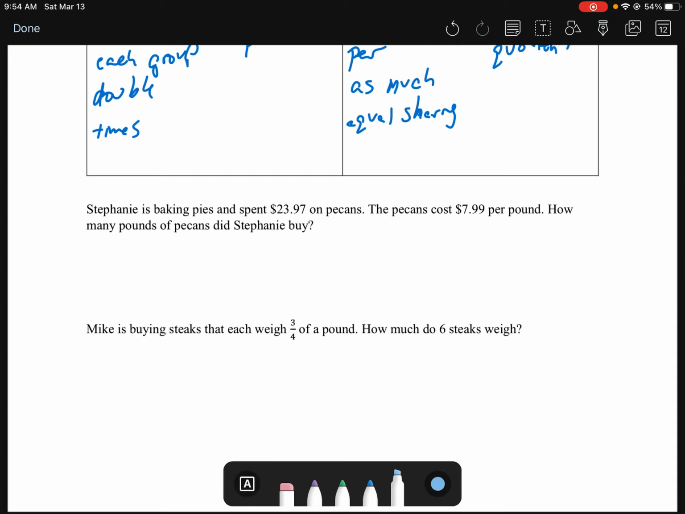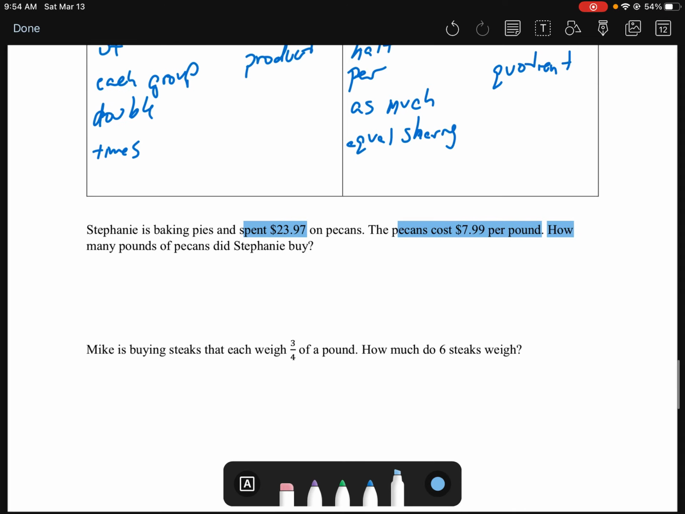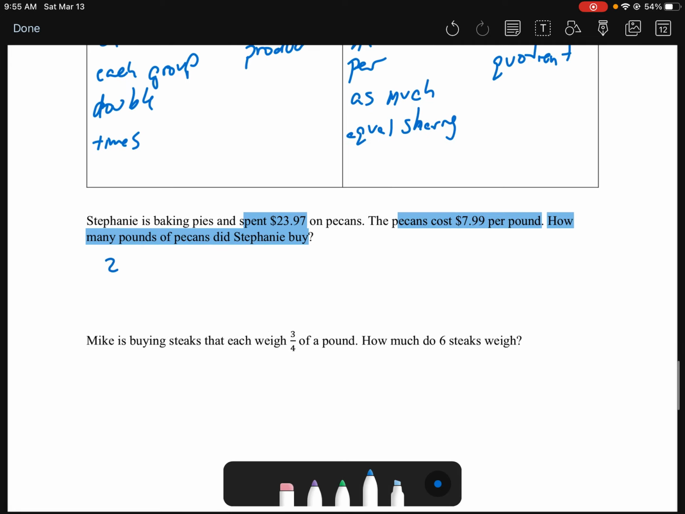So my important information, we know the amount that she spent. We know how much they cost per pound. The question is, how many pounds did Stephanie buy? So we can go ahead and take these two numbers, $23.97 and $7.99, and divide them to see what answer we get. If you're unable to do that in your head, you can go ahead and just plug into a calculator. What is $23.97 divided by $7.99?